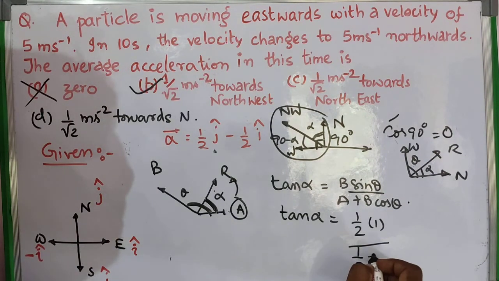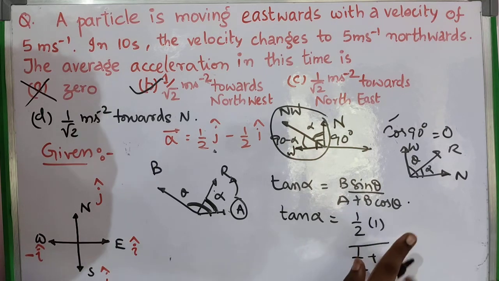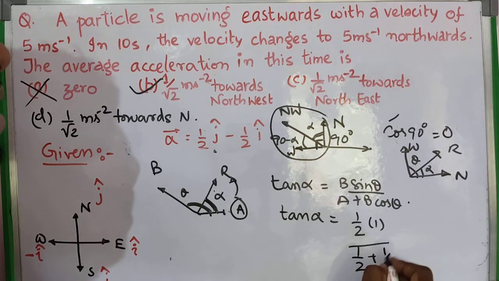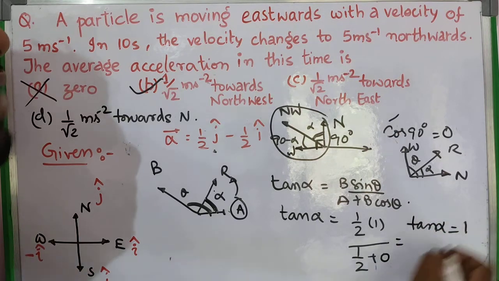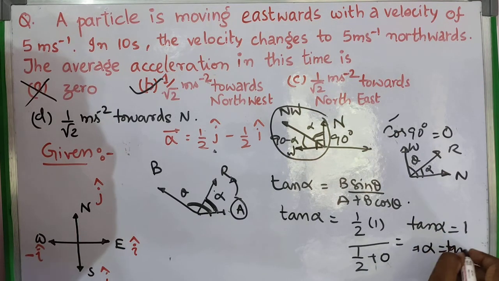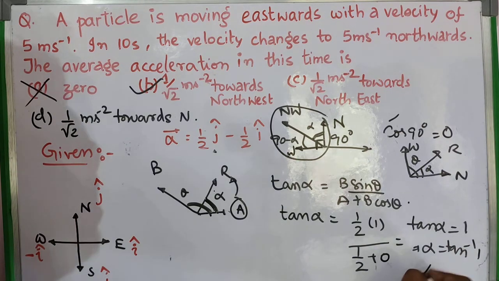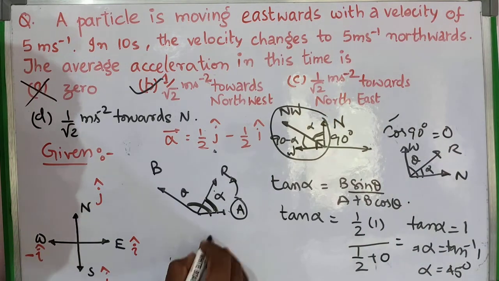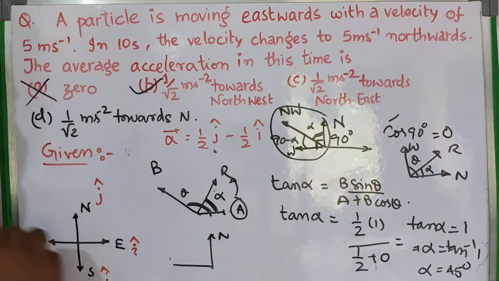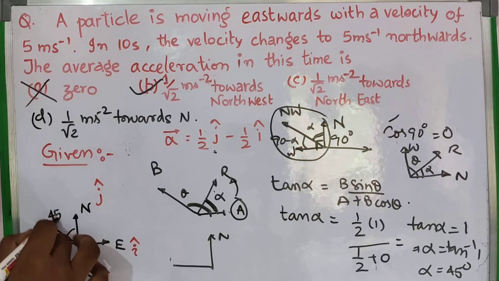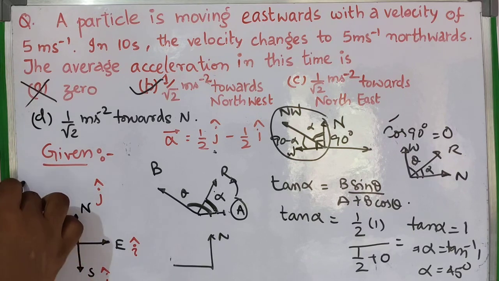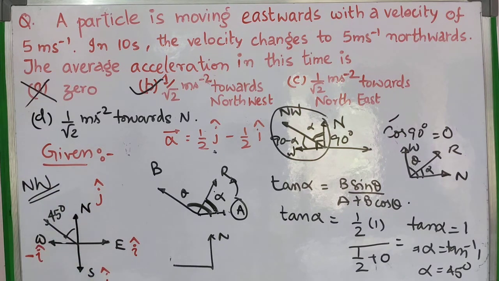So half plus, what is B cos theta? B is half, and cos theta, cos 90 is 0. So the whole term becomes 0. So what I have, tan alpha is equal to 1. So alpha is equal to tan inverse 1, alpha equal to 45 degrees. 45 degrees from north. This is north, so 45 degrees from here. So which direction is this? Northwest direction. So I hope it's clear now.